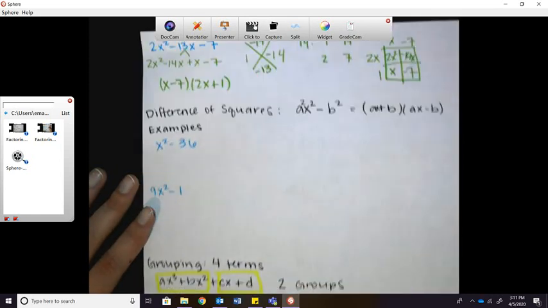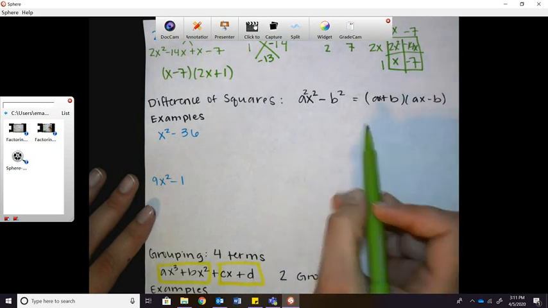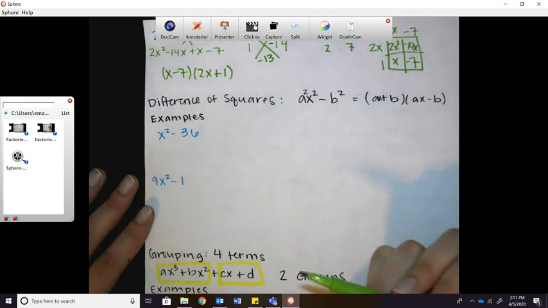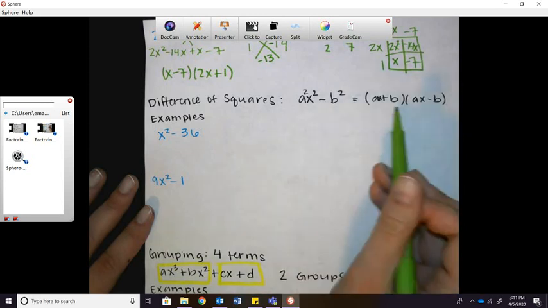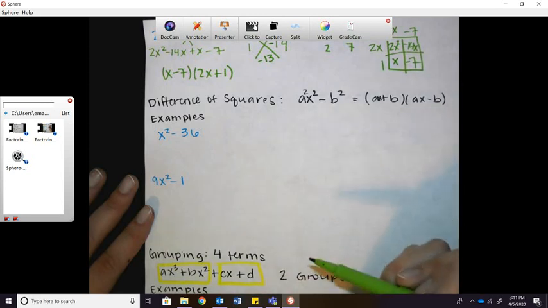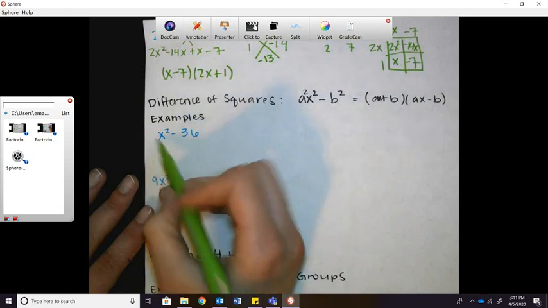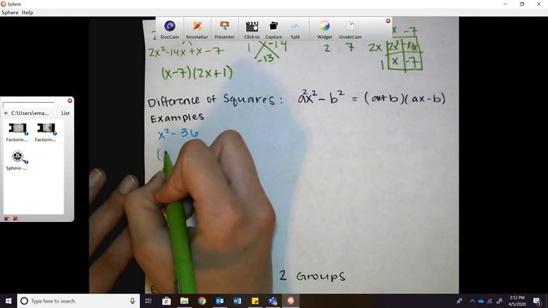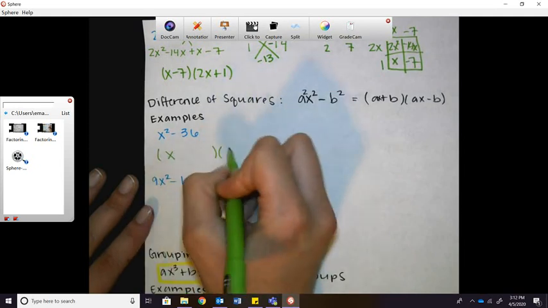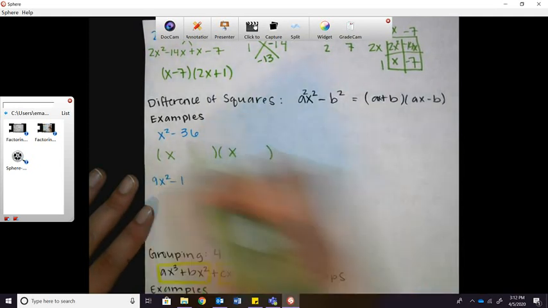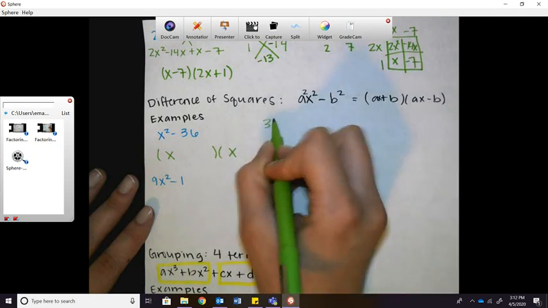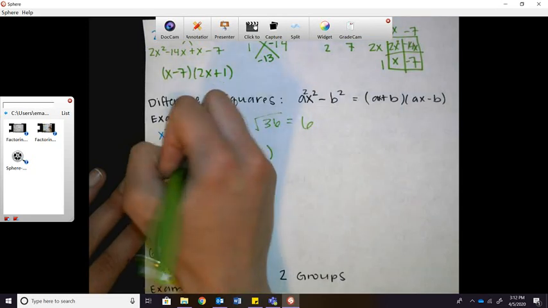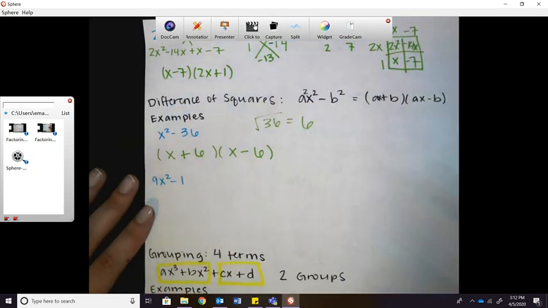Difference of squares is our next pattern. This one is very much based on the big X still, and you can still do it with that, but there is a special pattern here. Basically what you do is you look at the number in front, you take the square root. Since 1 is the number in front, I'm just going to have x and x, and then I look at 36. The square root of 36 is 6, so I'm going to have a positive 6 and a negative 6.